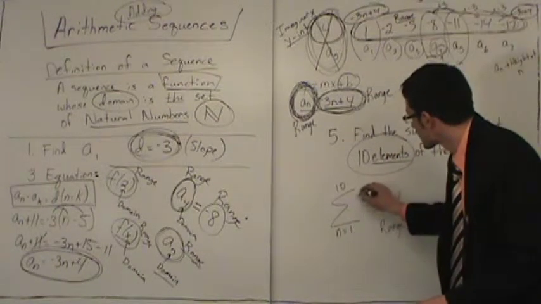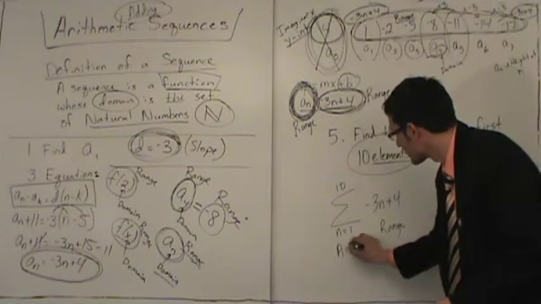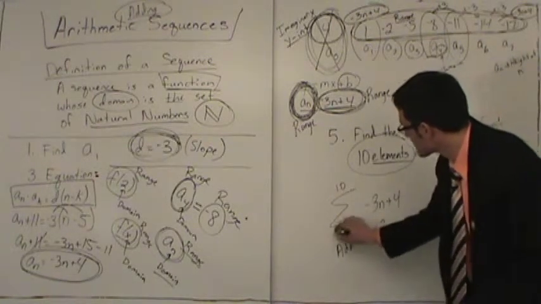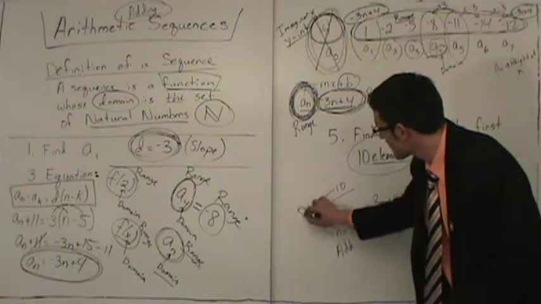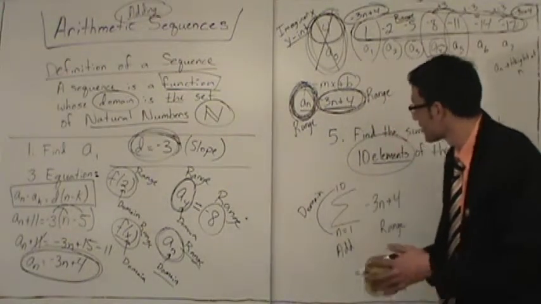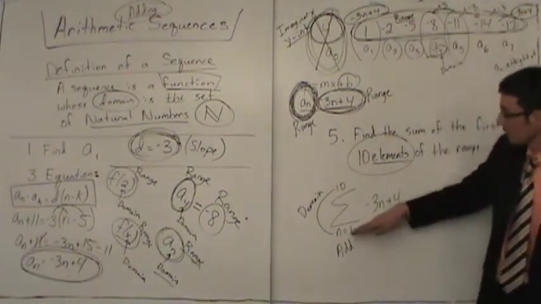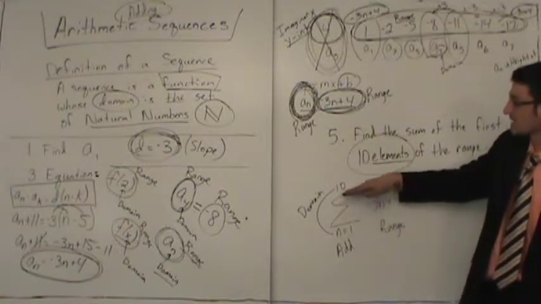Okay, again, sigma means add. I'm going to put it down here. Add what? Add the range. And what is the 1 to 10? 1 to 10 is your domain. Okay, or the domain values. We think of this as a step ladder. 1, 2, 3, 4, 5, 6, 7, 8, 9, 10.